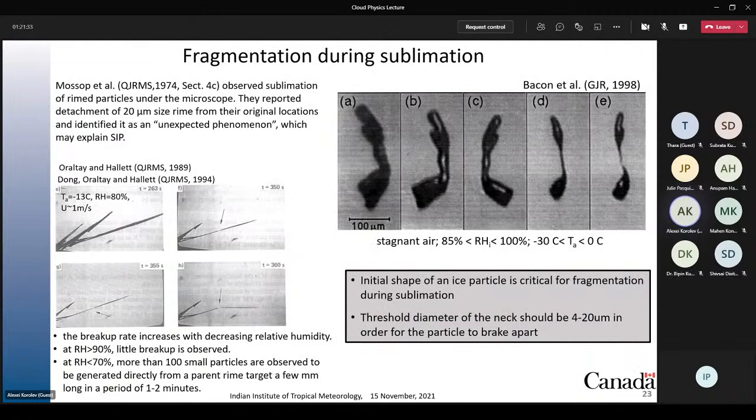Another mechanism is related to fragmentation during sublimation. The first time it was observed was by Mossop, when he observed under a microscope the detachment of 20 micrometer rime from a sublimating particle, and he identified it as an unexpected phenomenon which may lead to secondary ice production.